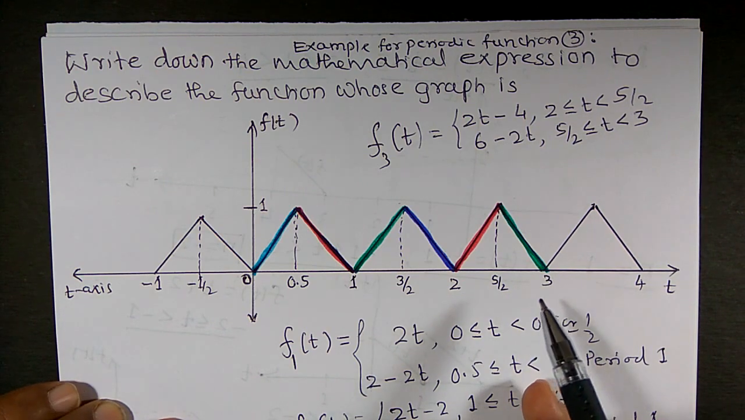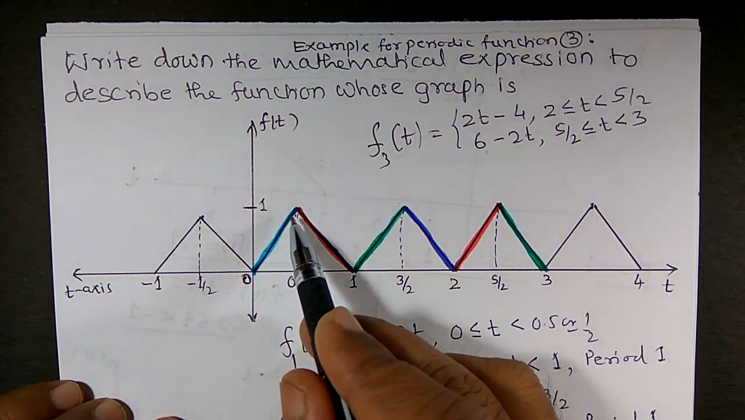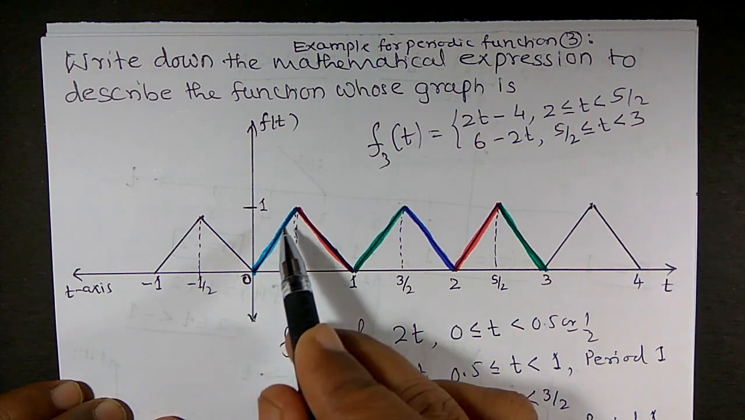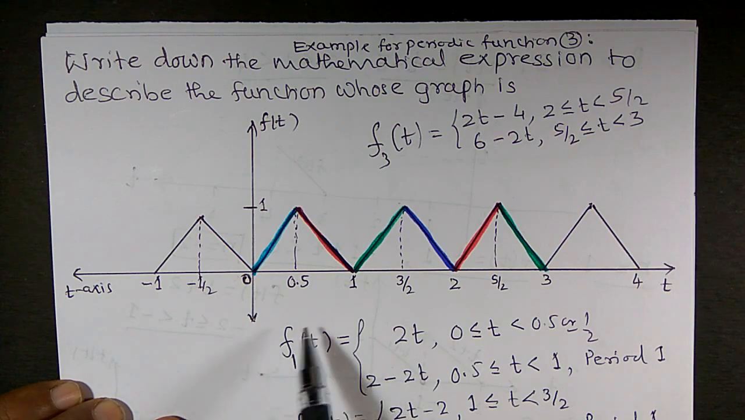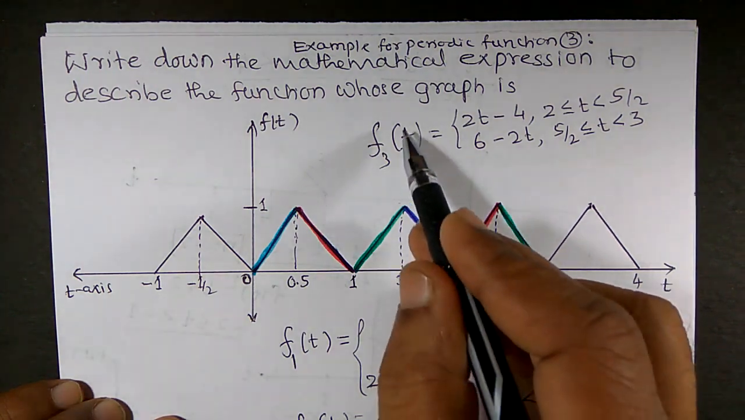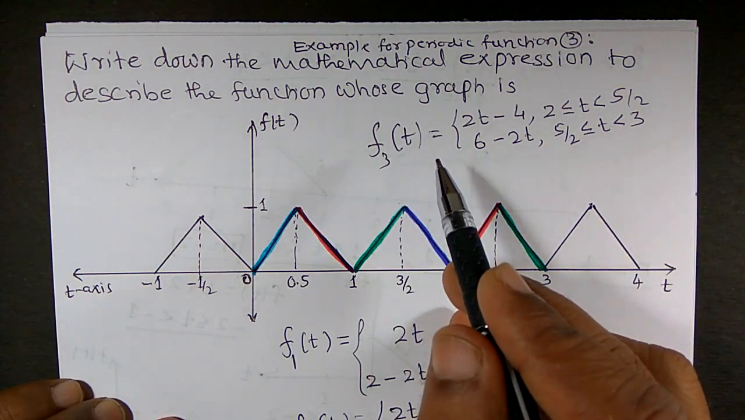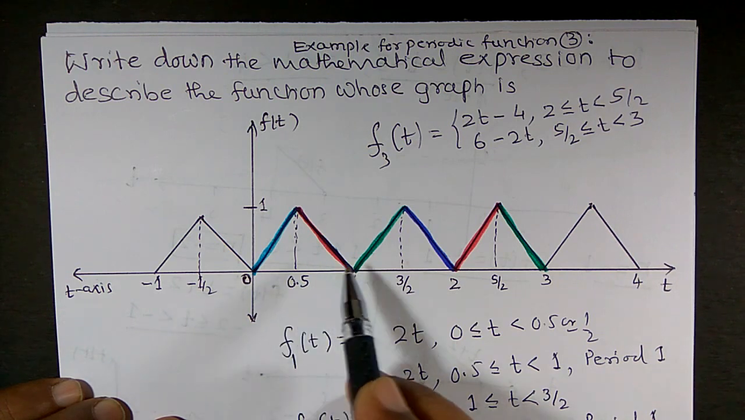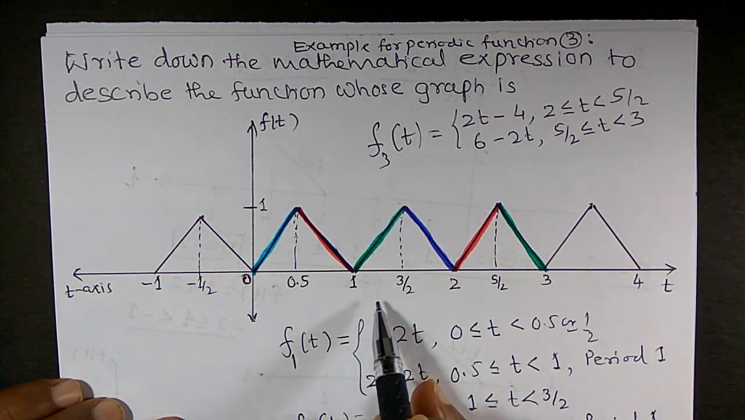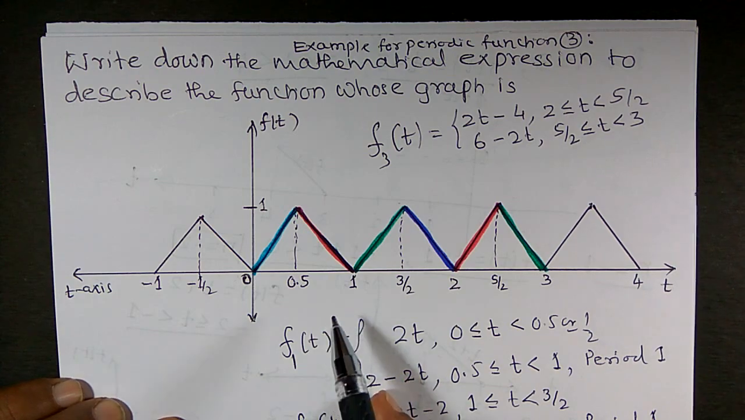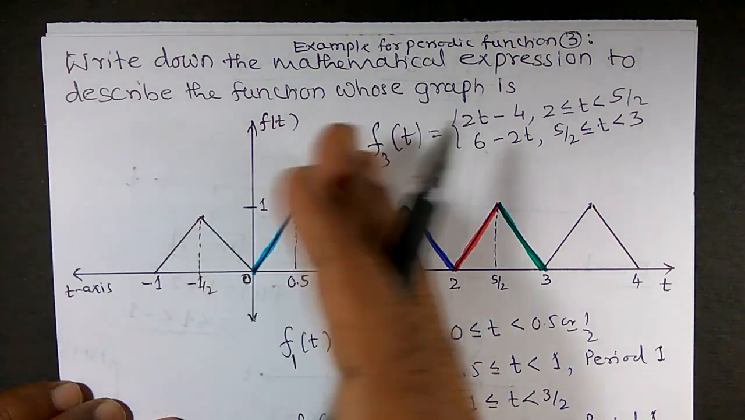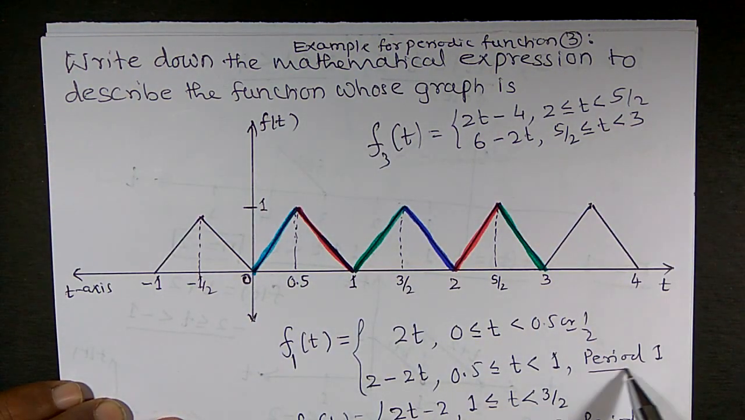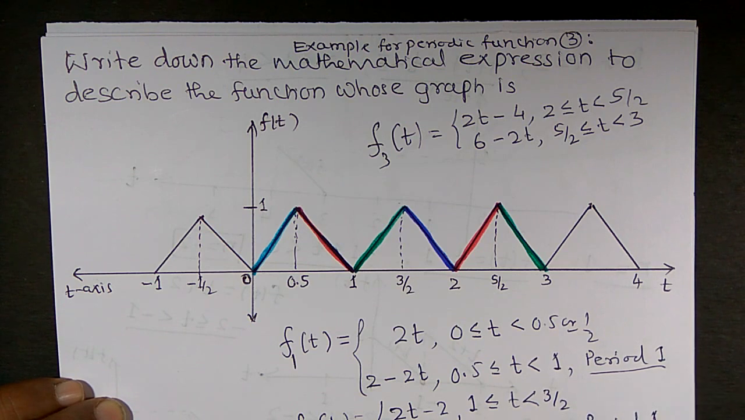Friends, here you can observe one thing. I have written the function of this graph between the limits 0 to 1, called f1(t). Similarly f2(t), and the third part I have called f3(t). Instead of writing individual functions, we can write down one general function for the entire graph, and it will shift horizontally with the period 1. Is it clear? So you can take it as homework.